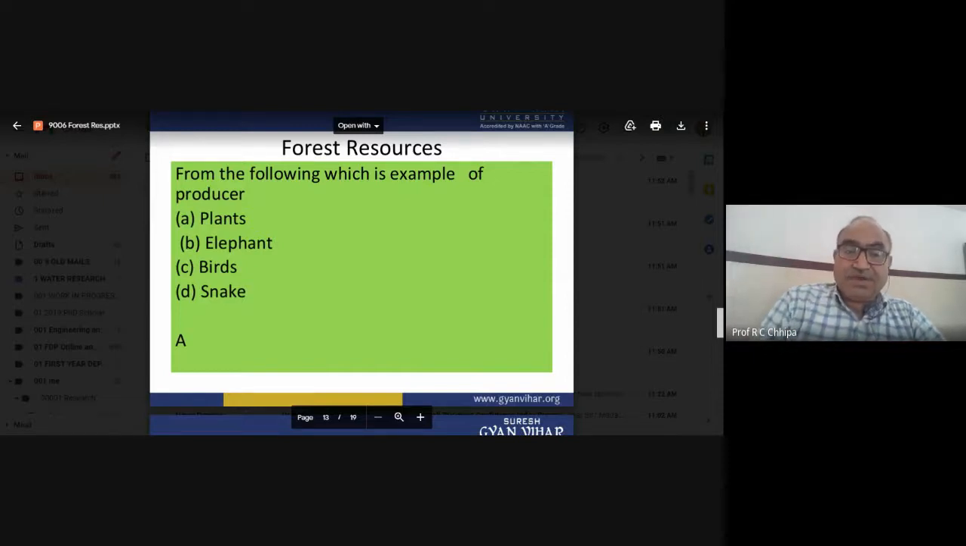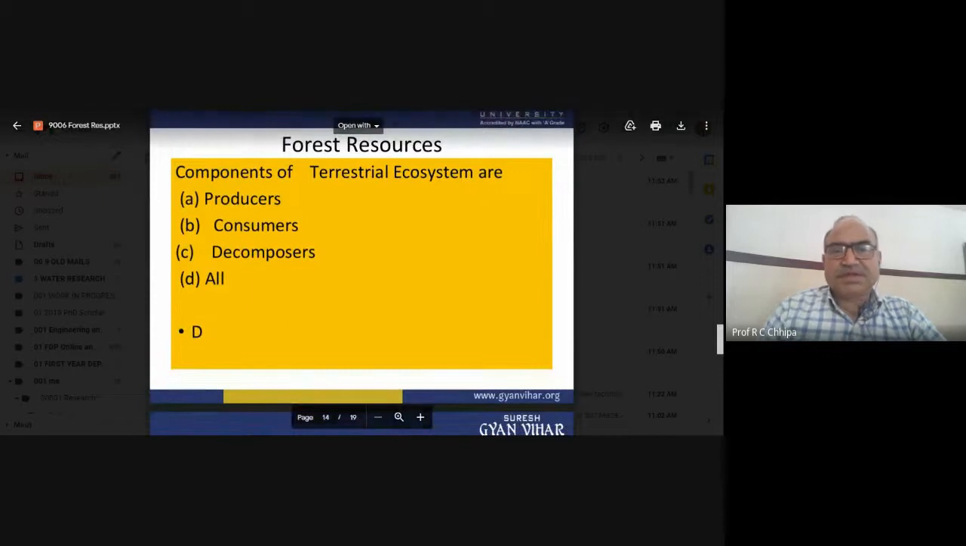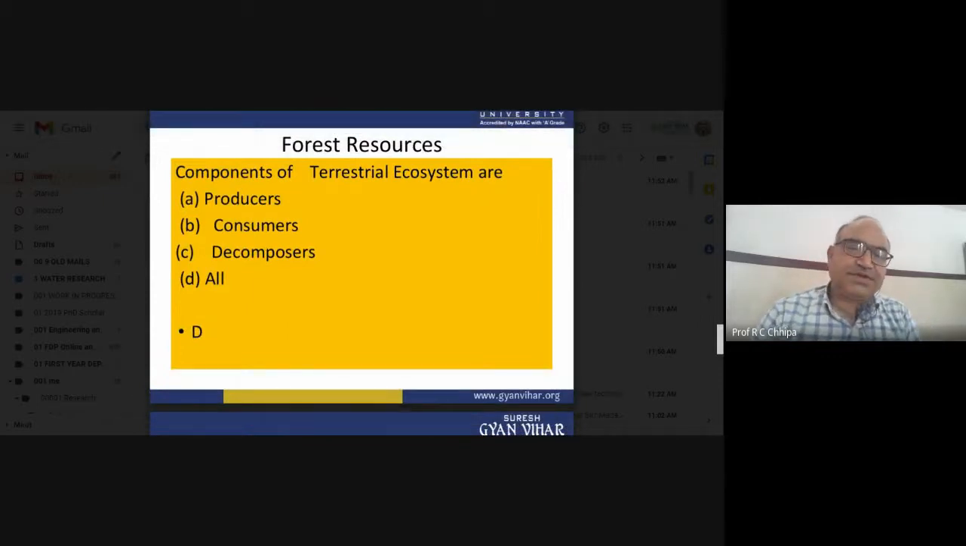So here we can say which is the example of the producer. Definitely the plants are the example of the producer. Why are plants essential? The correct answer is plants. Now another question, and this is a component of the terrestrial ecosystem.